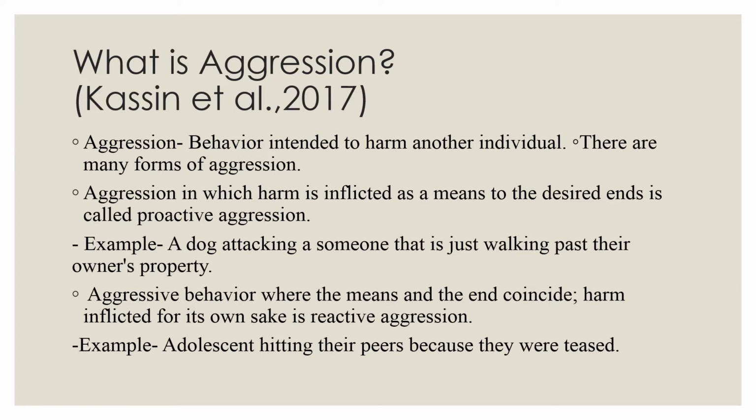The next is reactive aggression, which is aggressive behavior where harm is inflicted for its own sake, not as a means to an end. For example, an adolescent or child at school hitting their peers because they were teased. So this causes the child to act in an aggressive way because it affected them.